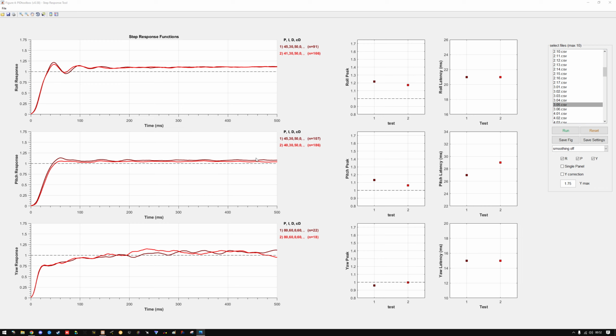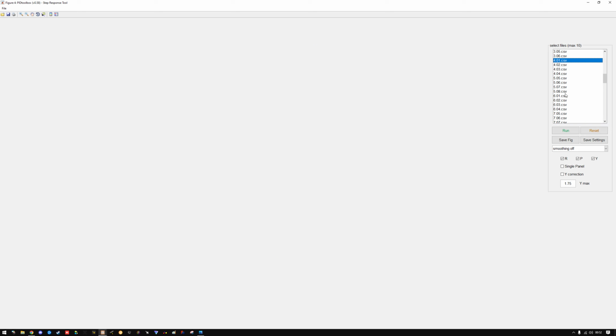And I think anyone looking at this will probably say, okay, this is where I can stop for the pitch axis. And this is exactly what I've done. So let's have a look at this here. Let's have a look at flight number 4 and 5 together.